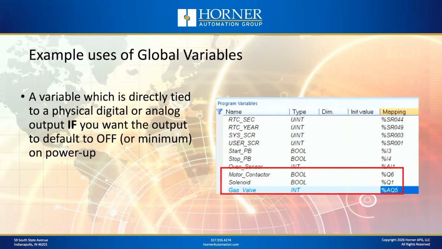Okay, next let's talk about another real-world I/O point, this time an output, maybe a %Q for a digital output or an AQ for an analog output. Nearly all the time, these are going to be globals as well, because whatever variable you create will just be mapped to a specific Q or AQ I/O point.